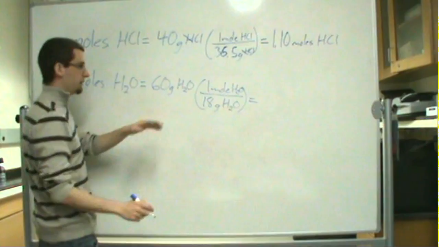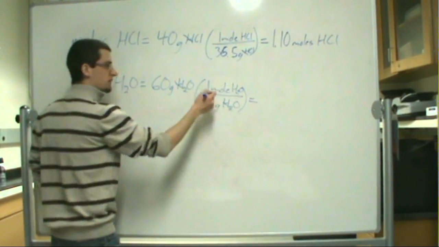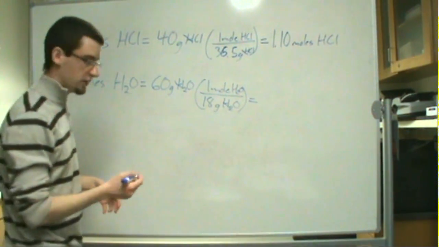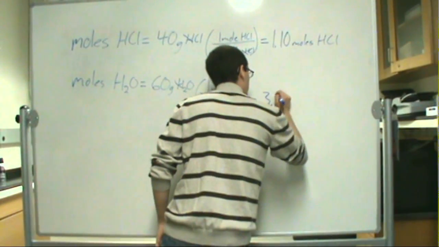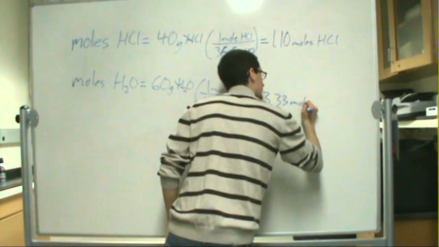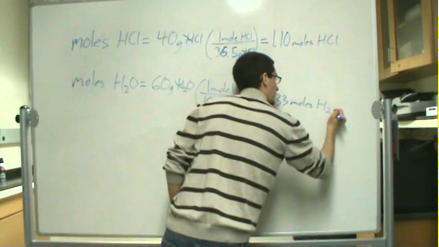Let's look to see if our math is going to be right. Our grams are going to cancel. We should end up with moles, so we should be okay. We'll end up with 3.33 moles of H2O.